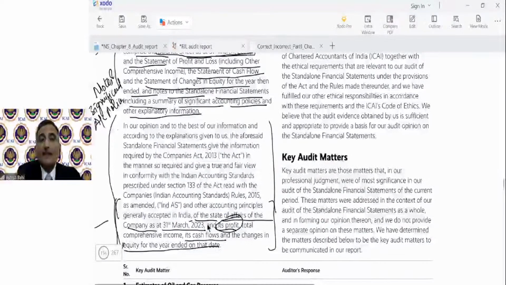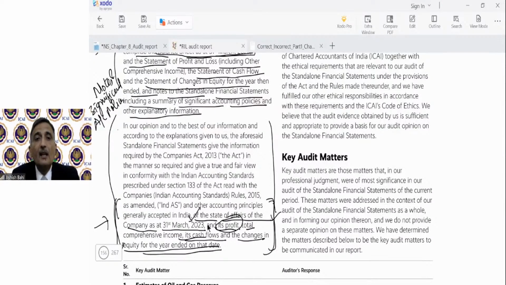Although these are basic things, students, these have also been standardized. These have been put in the standard. So you can see the detailing. Like it states the state of affairs of the company as on 31st March 23, its profit, its total comprehensive income, its cash flows and changes in equity for the year ended on that date. These things have been standardized. These things have been structured.